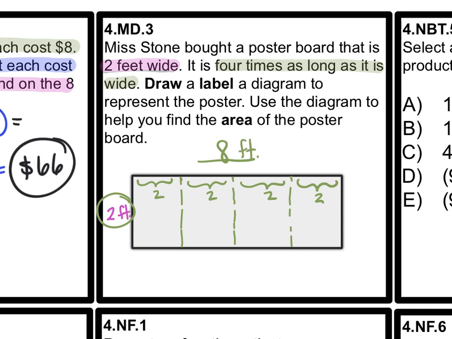So last but not least, my last direction on this was to find the area of the poster board. And in order to find the area, I need to multiply width times length. So I'm going to multiply my 2 times 8, and I get a total of 16 square feet for this poster board.